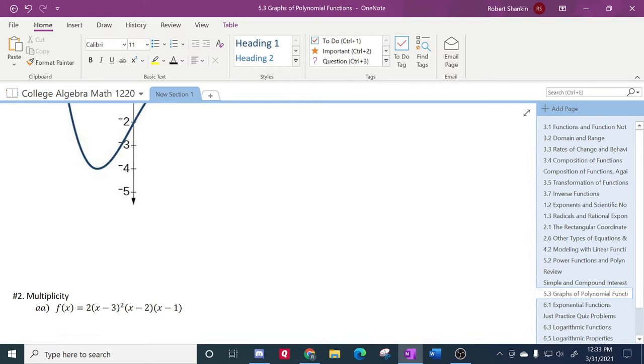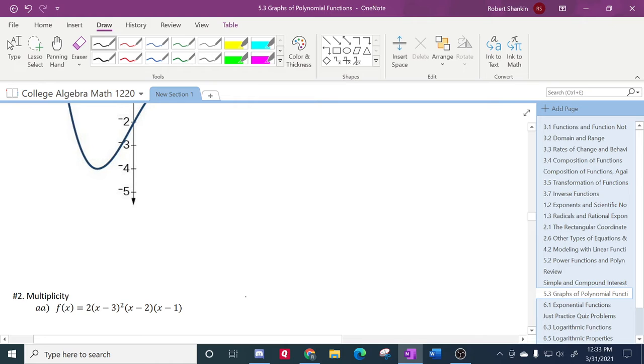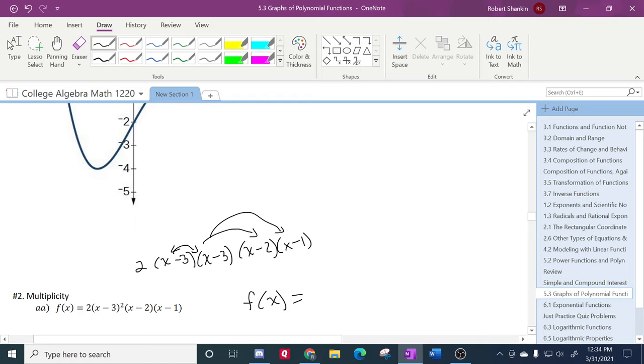If I was to expand this out, it would look something like this. F of x equals, now to expand this out, you'd have to write x minus 3 twice, x minus 2, x minus 1, and you'd have to FOIL these two out. Get that result, FOIL that with this. Get that result, multiply that with this. And then distribute the 2 to everything, every term.